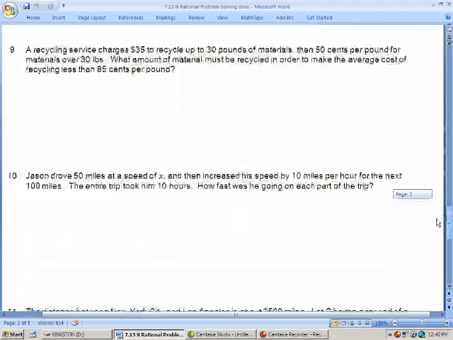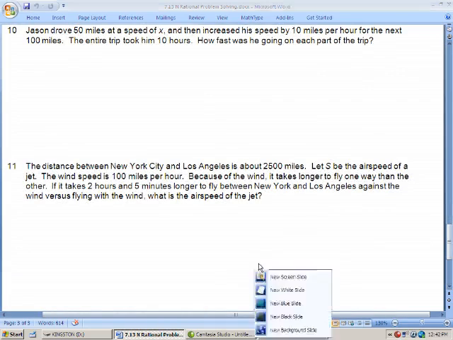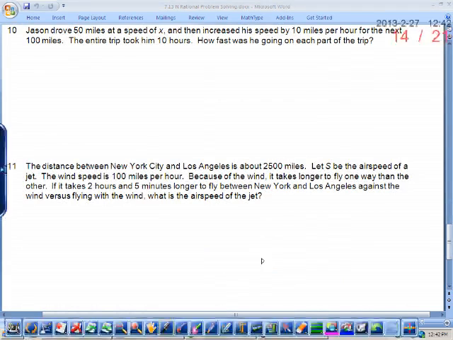All right, we're going to skip 9 and move to 10. Okay, Jason drove 50 miles at a speed of x and then increased his speed by 10 miles per hour for the next 100 miles. The entire trip took him 10 hours. So we can already guess that he wasn't going very fast, right? He's going 150 miles in 10 hours. That's not very good. Maybe he's on a go-kart or a bike or something. I don't know. Okay, but we're still going to set this up.